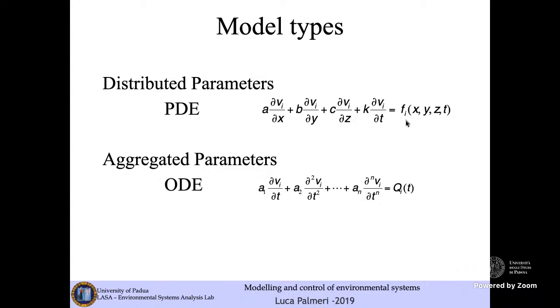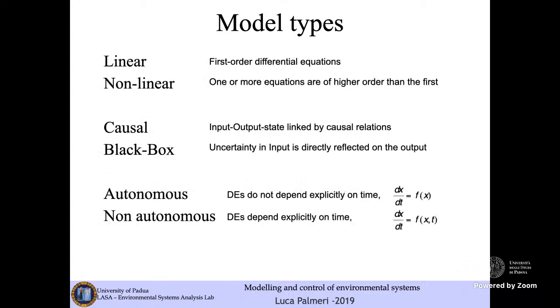On the contrary, in aggregated parameters models, we employ ordinary differential equations instead of partial differential equations. Ordinary differential equations are equations in which only derivatives in time appear. So derivatives that may be of first, second, third, nth order of a state variable are equal to a function of time. So this is the general description of aggregated parameters models by ordinary differential equations.